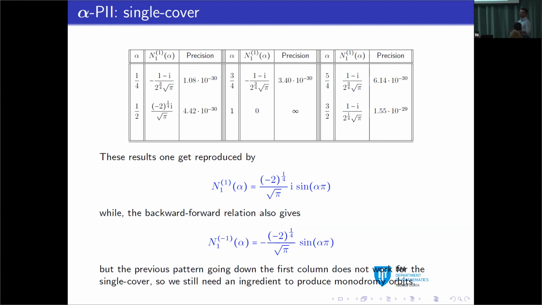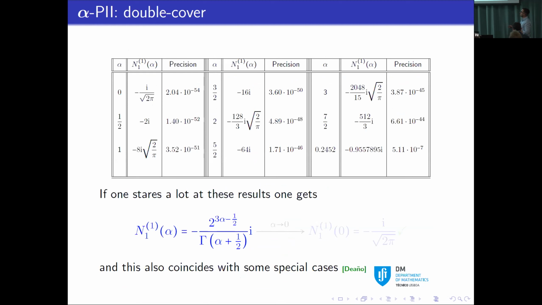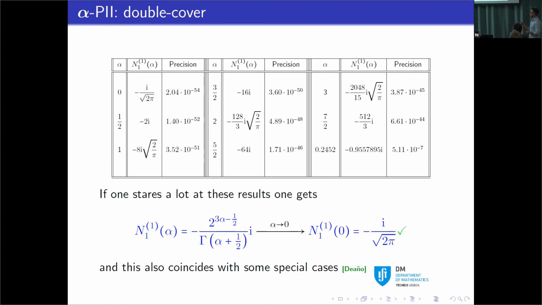Unfortunately, we couldn't produce a lot on this side, so I cannot give you the whole transition functions for this single cover. But let's see what we can do on the double cover. On the double cover, one can produce a lot of numbers for a lot of values of alpha, and then stare at these values for a long time, and drink a lot of coffee, and realize that there's a pattern, or a form that reproduces all of them. If one takes alpha to 0, one expects to reproduce the regular Painlevé II Stokes, and of course, this agrees. Perfect. But furthermore, this also coincides in some special cases in which alpha is n minus 1/2, n being an integer.